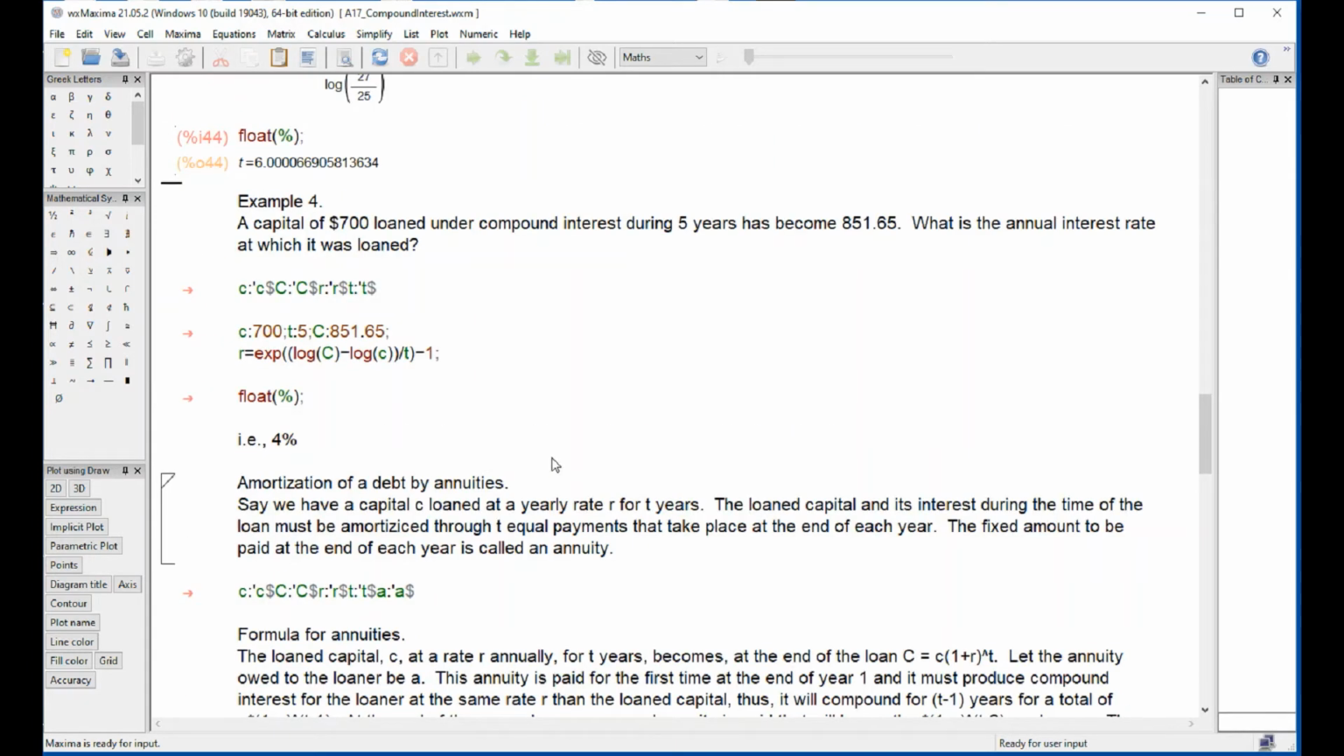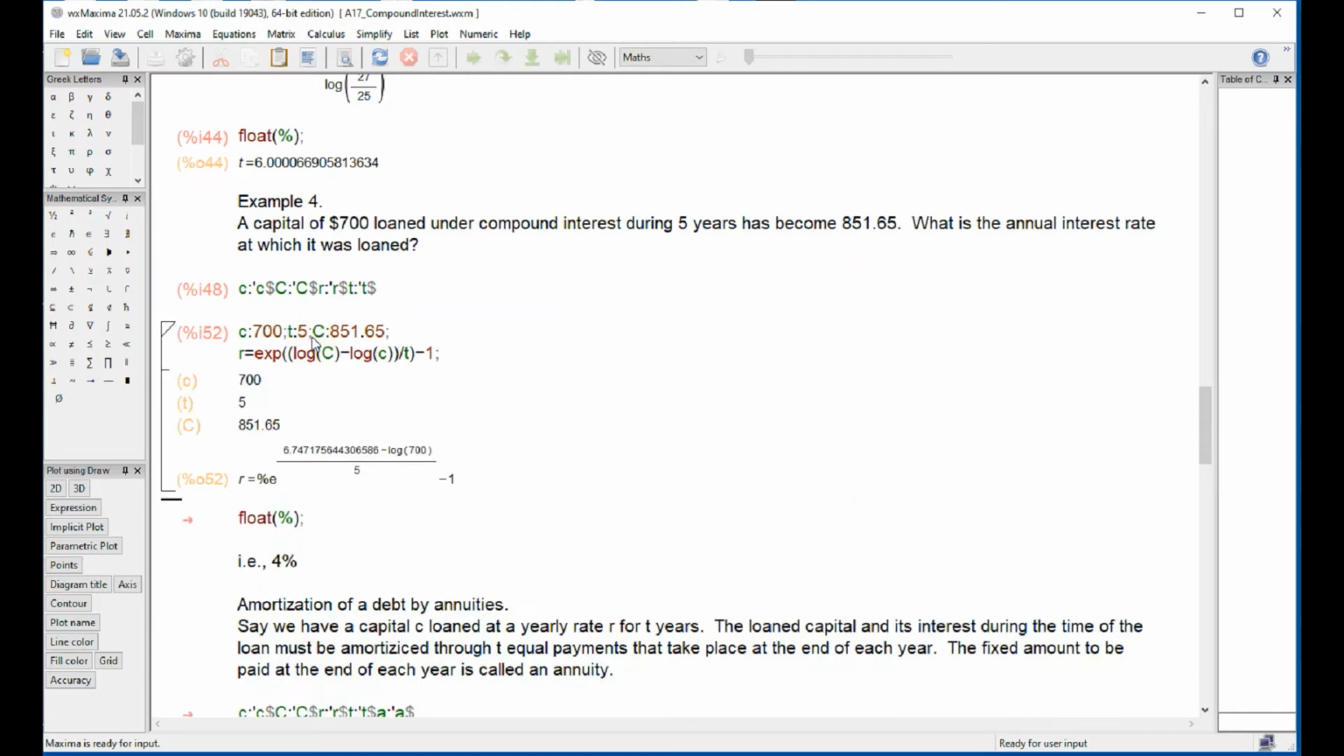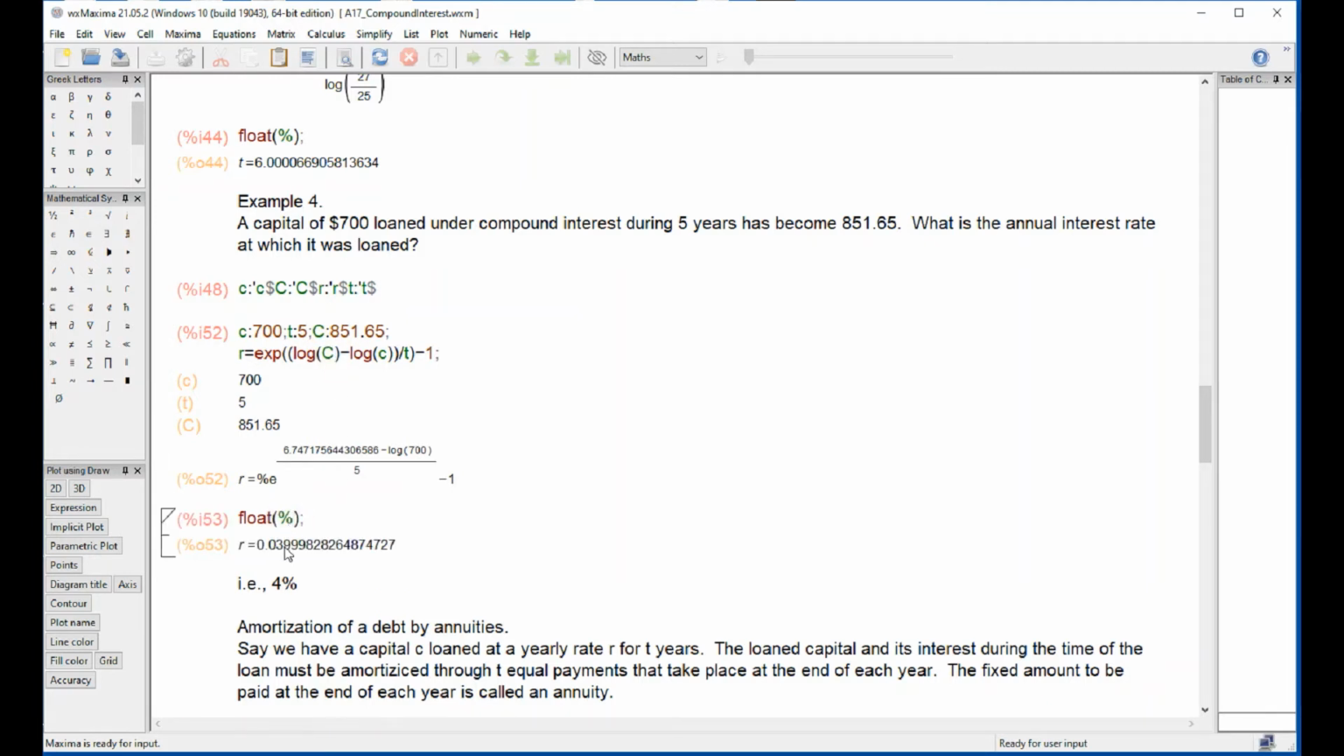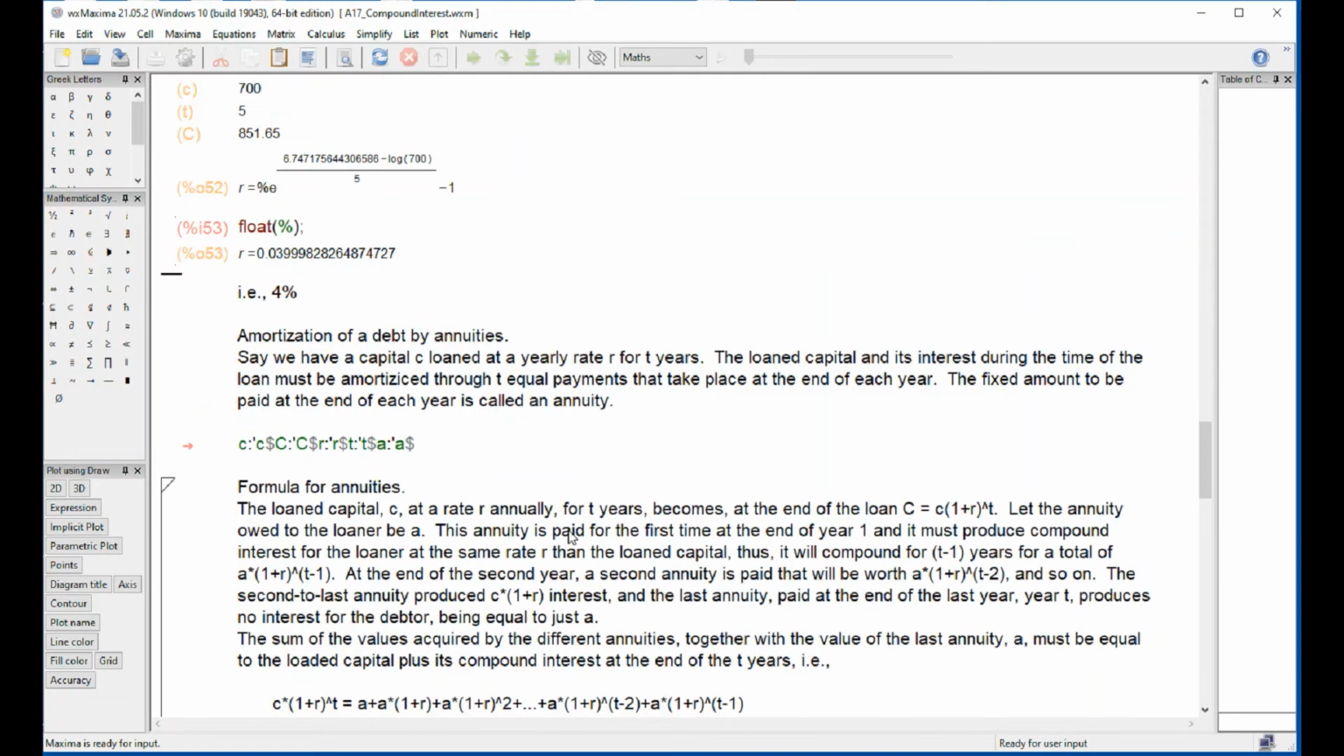Example 4, a capital of $700 loaned at compound interest during 5 years will become $851.65. What is the annual interest rate? So clear all the values, assign the initial capital, the time, final capital, and the ratio. It turns out to be 0.0399, so it's rounded to 4%.